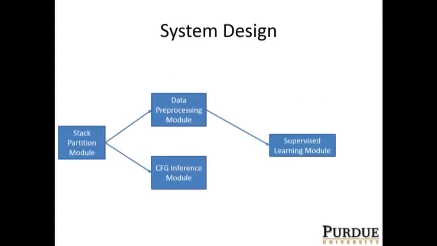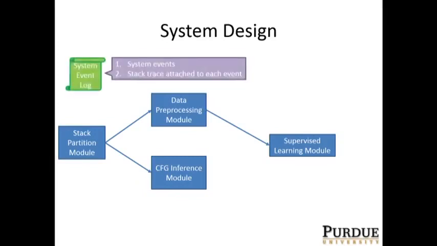So this is the overview of the system design. In the system of LEAPS, we have 4 major modules: the stack partition module, data pre-processing module, control flow graph inference module, and supervised learning module. The input is the system event log. It contains the recorded system events and their corresponding stack walk trace.